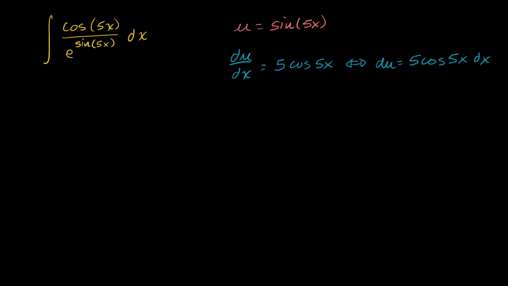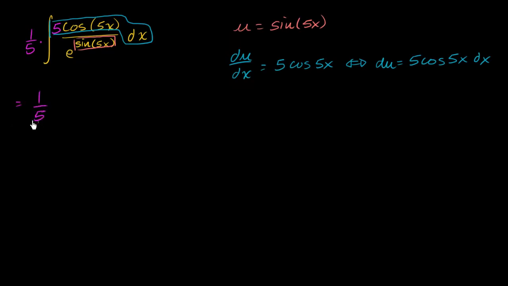We can multiply by 5 and divide by 5. 1/5 times 5 is just going to be 1, so we haven't changed the value of the expression. But when we do it this way, we see pretty clearly we have our u, and we have our du. Our du is 5 cosine of 5x dx.